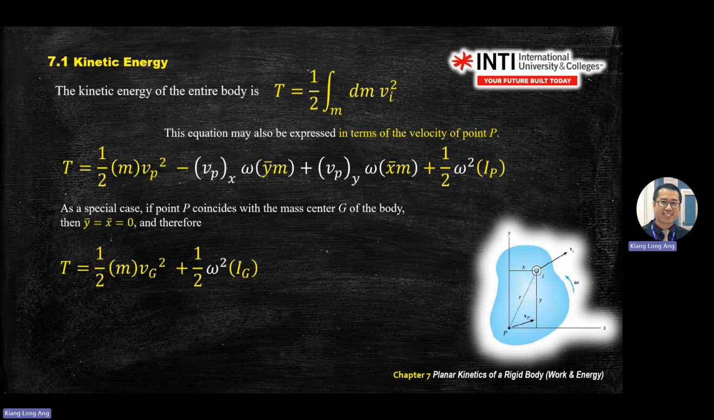So your T will become half m v squared, and remember you're focusing on the velocity at the center of mass. Your approach, now you focus on center of gravity already. Then this one is 0, and inertia will be half omega squared I at the center of gravity. So how do you find the inertia at the center of gravity? Very easy. IG you only need to read from the table. How to find omega? You find from the velocity. What is the velocity equation? Velocity equals omega r.